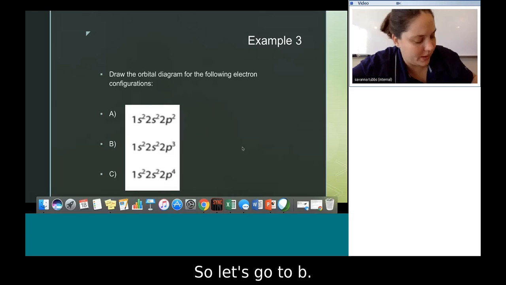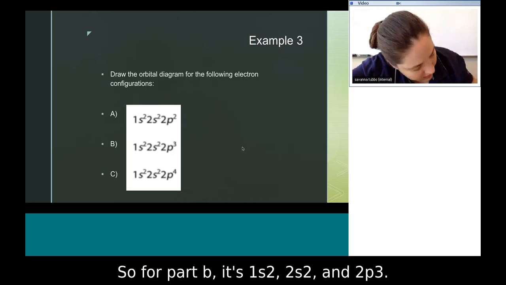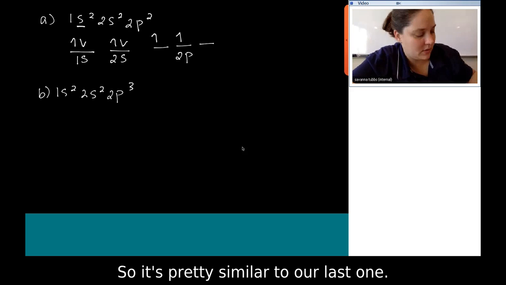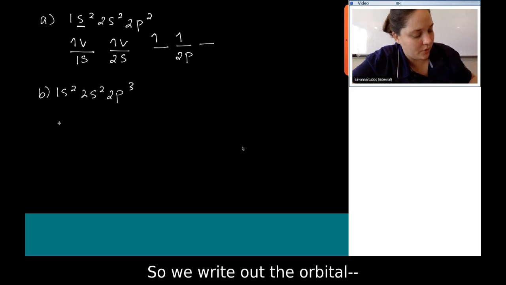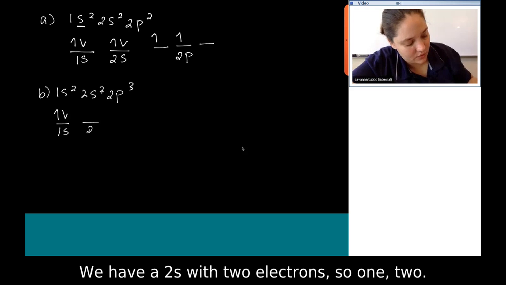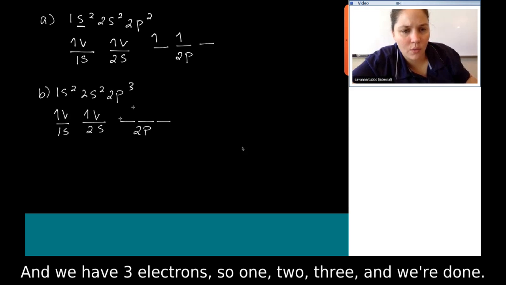So let's go to B. So for part B, it's 1s2, 2s2, and 2p3. So it's pretty similar to our last one. So we write out the orbital, 1s, there's 2 electrons, 1, 2. We have a 2s with 2 electrons, so 1, 2. And we have a 2p, so p is 3, so 2p, and we have 3 electrons, so 1, 2, 3, and we're done.